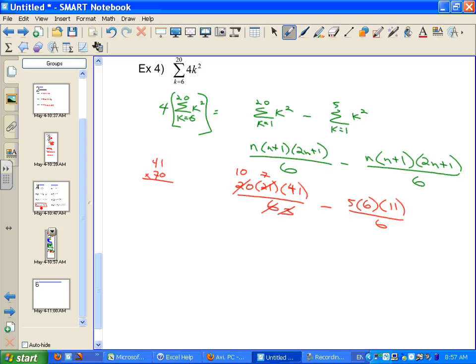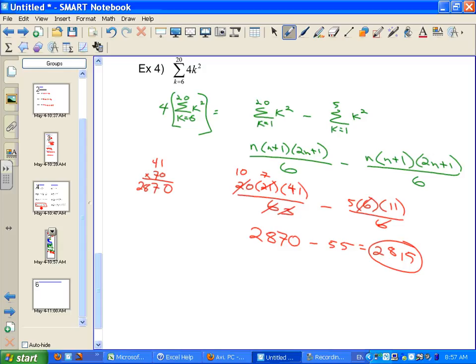70 times 41 is going to be 2870. Minus this one, those cancel, so I'm going to get 55. So I'm going to get 2815. Times 4, I got 11,260. I'm not 100% sure that's correct, but this looks pretty good to me.